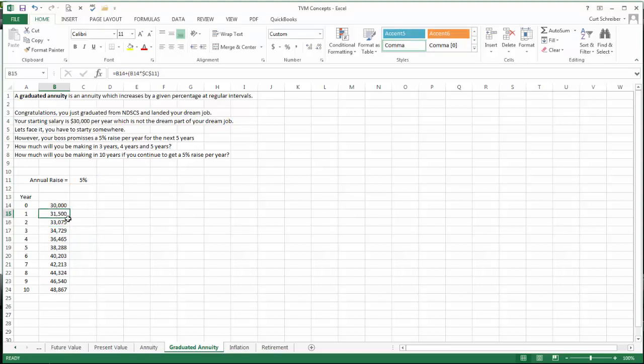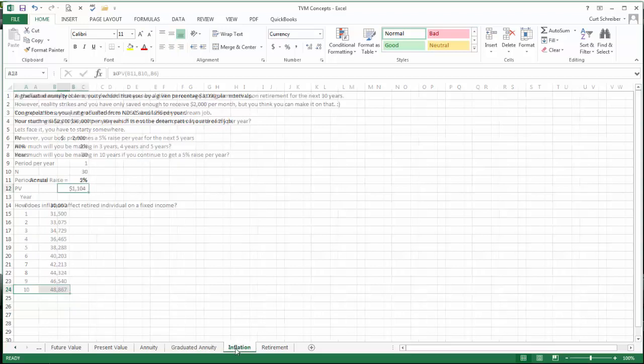So 1 year from now, you'll be earning $31,500. Let's copy that down. 2 years, you'll make $33,000. After 10 years, you'll be up to almost $50,000. So even though you got to start somewhere, if you get some nice raises along the way, that can really add up. But that's the general concept of what's considered a graduated annuity.